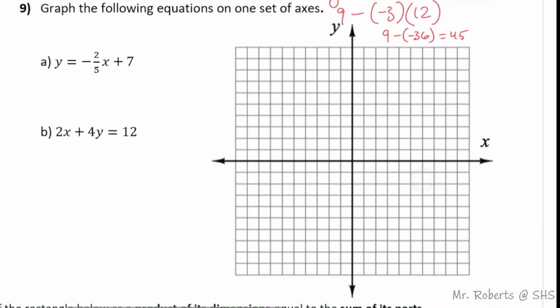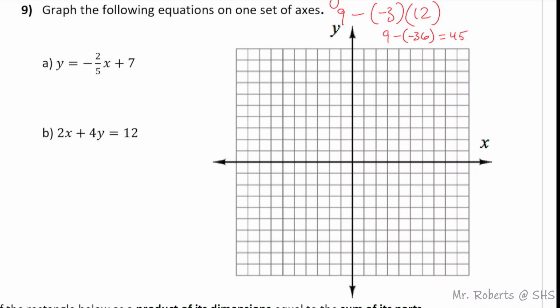Next question. It says graph the following equations on one set of axes. This first one, I've got a y-intercept at 7. I'm just putting the number 5 here to show the scale of this. Each line is worth 1. So I hit 7, and then it has this slope pattern of down 2 over 1, 2, 3, 4, 5. So that is our first line.